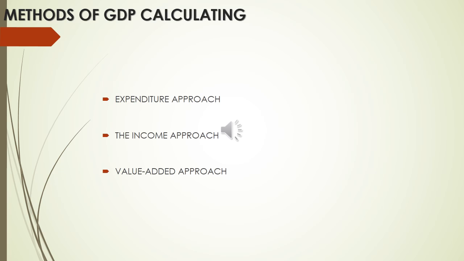Methods of calculating GDP. There are 3 methods: the expenditure approach, the income approach, and the value added approach. So for calculating GDP, we use 3 methods. The first one is the expenditure approach, then the income approach, then the value added approach.